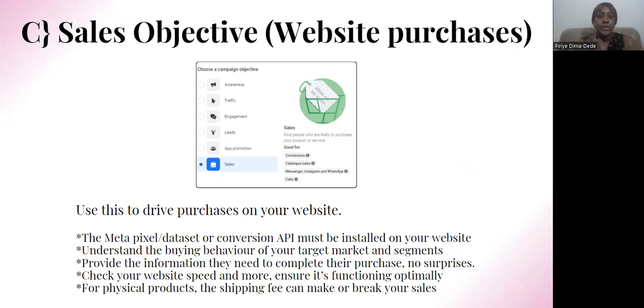Now, here are a couple of things you should know and do. One, the Meta pixel or data set or the conversion API must be installed on your website. So Meta needs to have some form of way to track activities on your website. Otherwise, you cannot run a sales objective driving people to your website, because how are they going to track what people are doing there, right? So before you try to set up this campaign, ensure that the Meta pixel or the conversion API is installed on your website.